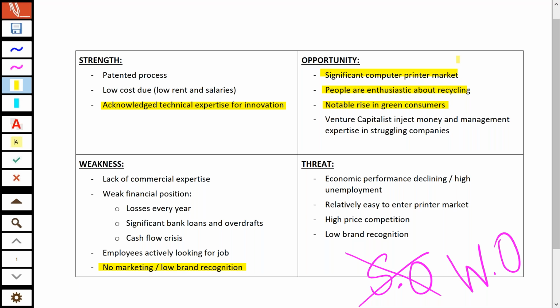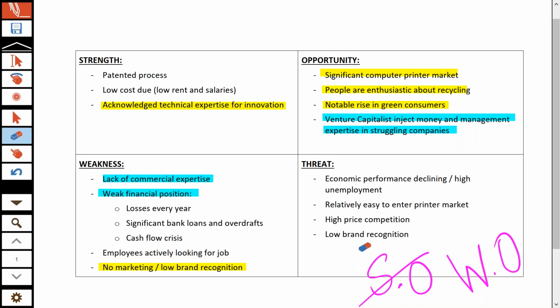If you don't like this, then what about this: this is a weakness, I'm lacking expertise. This is a weakness, I'm struggling financially. And this is an opportunity. There are venture capitalists out there who are willing to inject money and management expertise into struggling companies. So let's try and fix our weaknesses by shaking hands with a venture capitalist. Nice, no? Very good. It's as logical, as simple as that. You just think it's a boardroom paper.